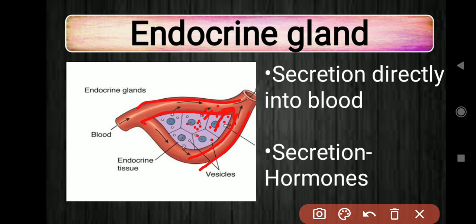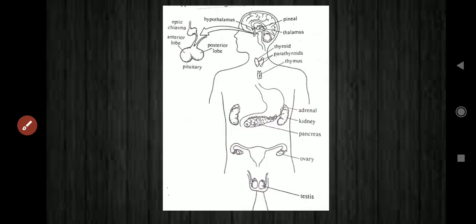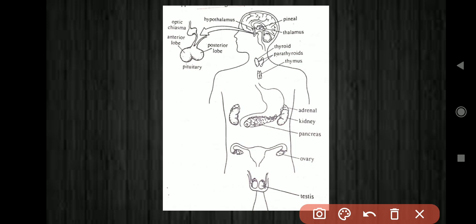So when the secretions of these substances are carried through the blood, we call it an endocrine gland, and the secretions of the endocrine gland we call hormones. So hormones are nothing but the secretions of the endocrine gland. In our body there are a number of endocrine glands, and one of the most important is the pituitary gland. This pituitary gland is considered the master gland, and it controls the other endocrine glands present in our body. Among them, the thyroid gland is there, the adrenal gland is there.